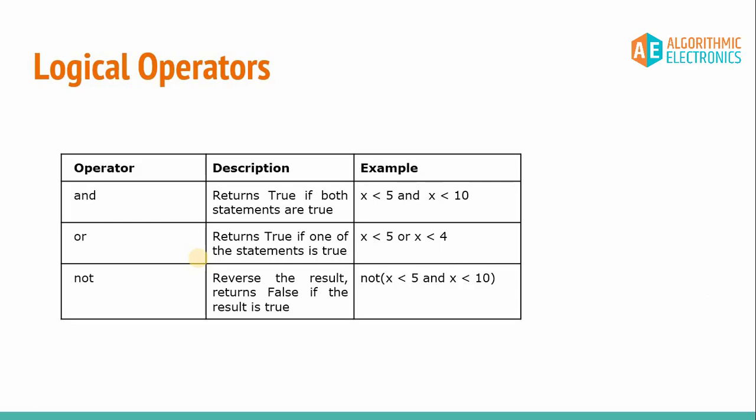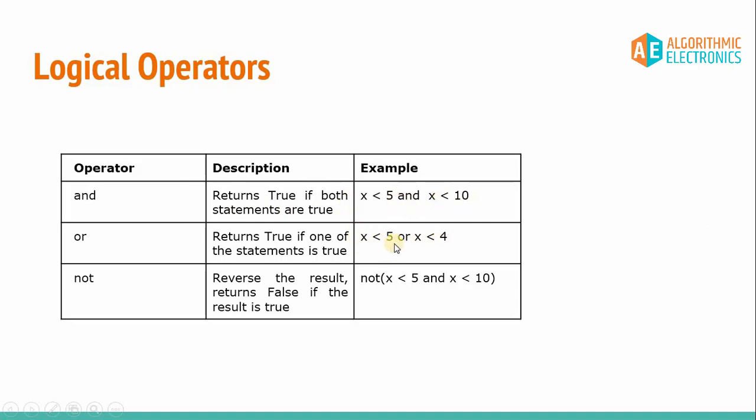There are three kinds of operators in the logical group: and, or, and not. The and operator will return true if both the statements are true. For example, if I write x is less than 5 and x is less than 10, in this case x should be less than 5 and also less than 10, only then the result of this operator will be true.